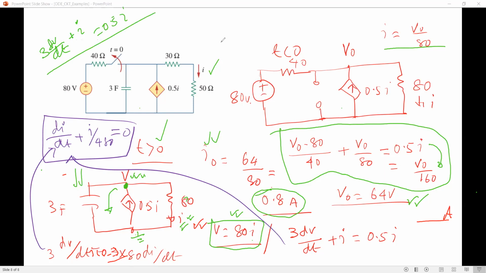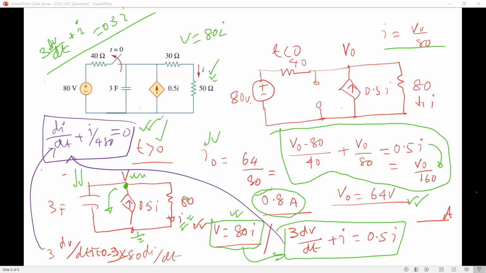Then by using this equation, V equal to 80 I, our objective is what? We have to find I. Then we have to replace our V by I. It is a very simple equation. Then you replace your V by using this equation. You will be obtaining a differential equation. Then you solve it, and the equation will be this equation, okay?